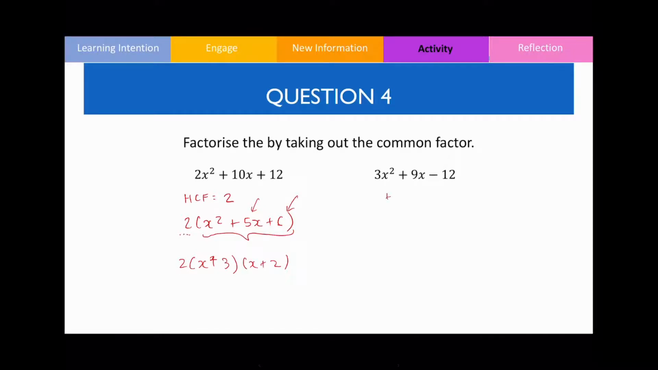Next one, the highest common factor is going to be equal to 3. So if you factorize it, this is what your answer would look like, and therefore use the product-sum method to factorize these three terms. This is going to be 3(x + 4)(x - 1).